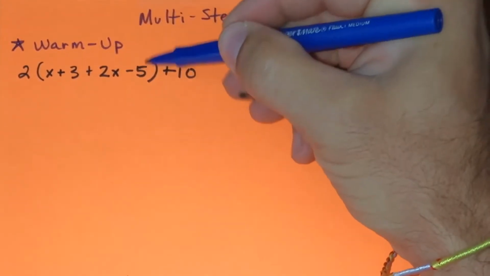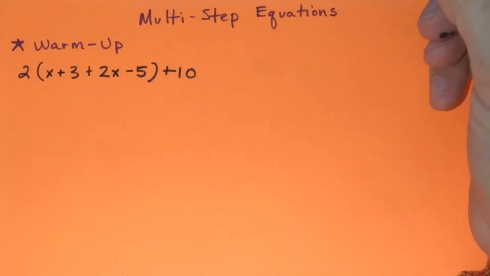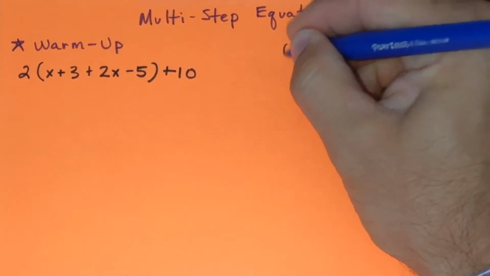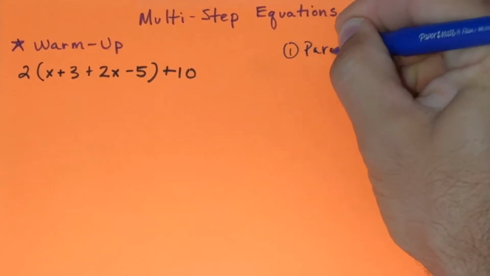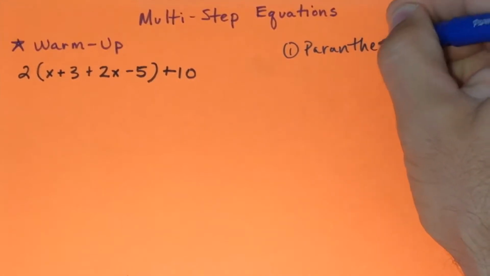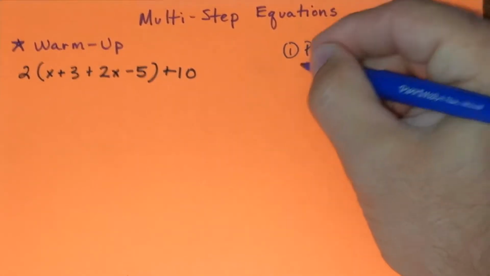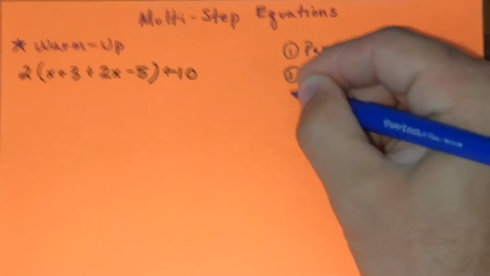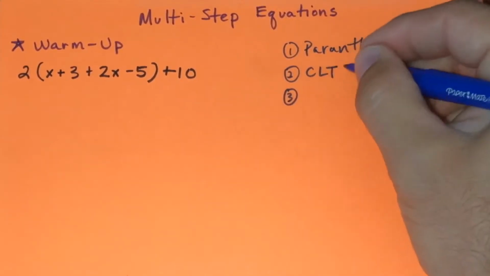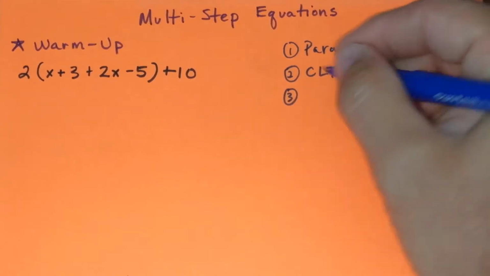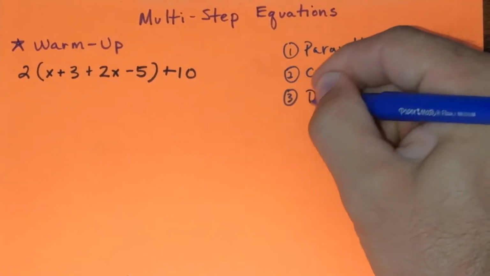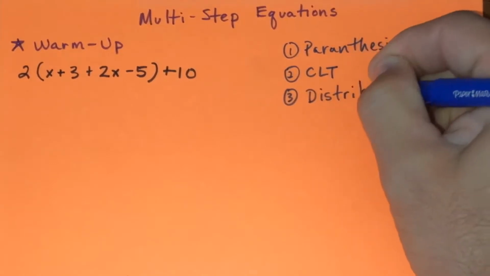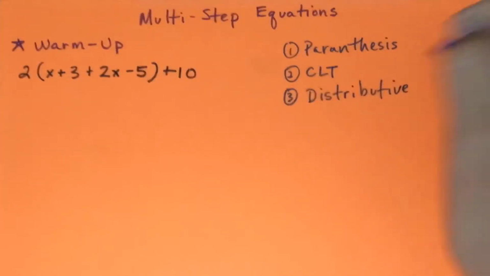I put together a little warm-up here. I thought it was necessary because it's going to help organize things. When we're going through these multi-step equations, you're going to be dealing with some parentheses. You might be dealing with some CLT, or as I call it, combined like terms. Again, I like to make acronyms for a lot of things. It helps me. And some distributive properties. So all these things we're going to have to take a look at.